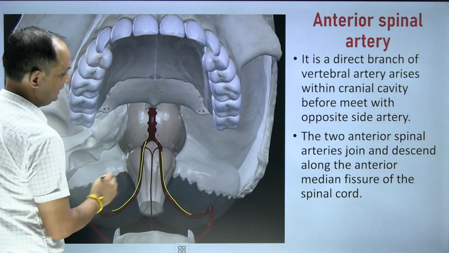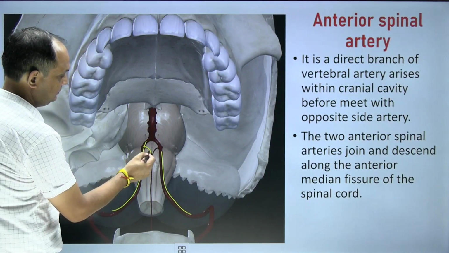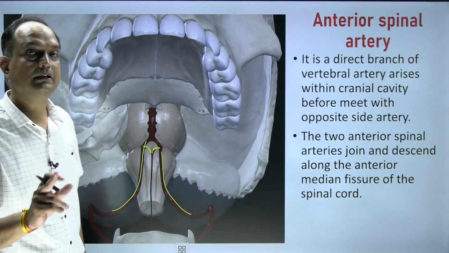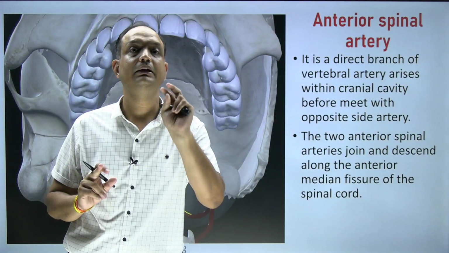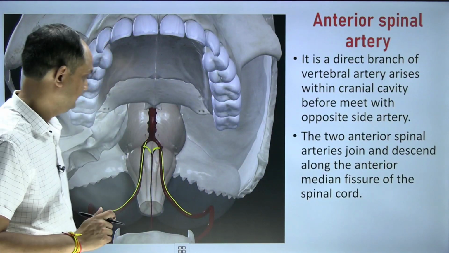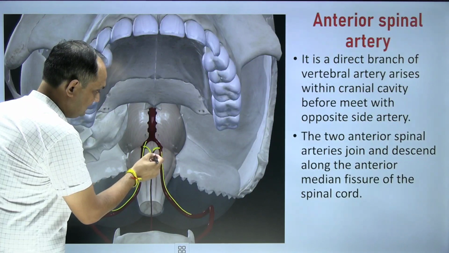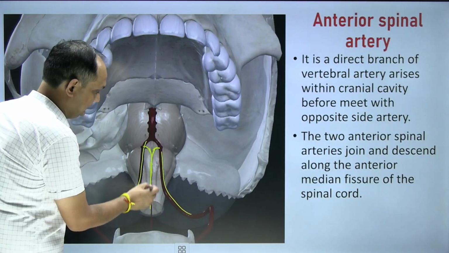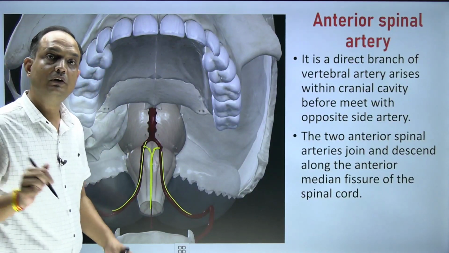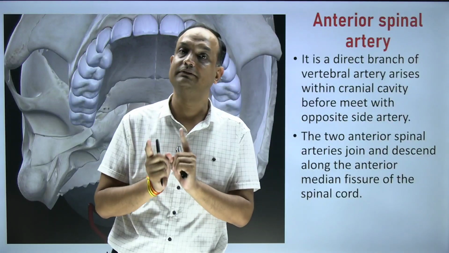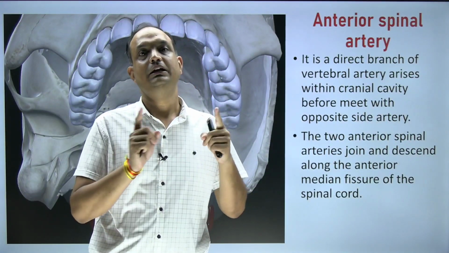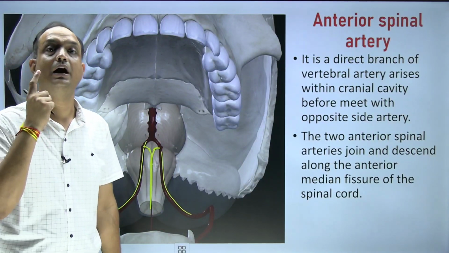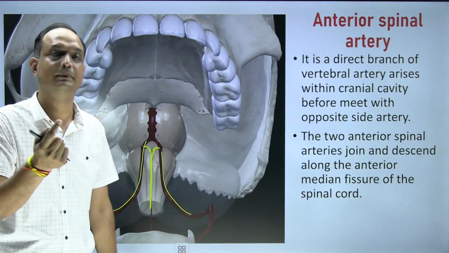Now, in this image, you know that there is a right and left vertebral artery. From these vertebral arteries, you can see the origin of the right and left anterior spinal arteries. That means the anterior spinal arteries are two in number in terms of origin. But as soon as they arise, both merge with each other and ultimately you have a single spinal artery. So, the origin is different. The right spinal artery arises from the right vertebral artery.